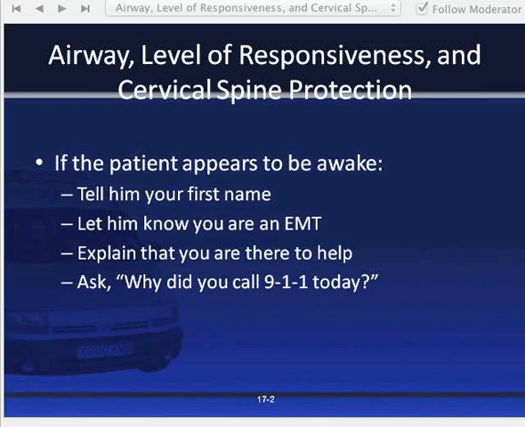If the patient appears to be awake, start by telling the patient your first name. Let them know that you're an EMT. Explain that you're there to help. Next, ask your patient, why did you call 911 today?